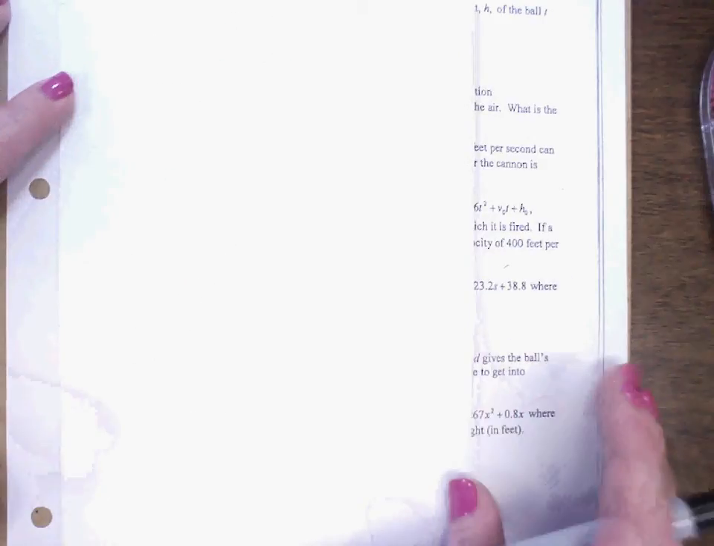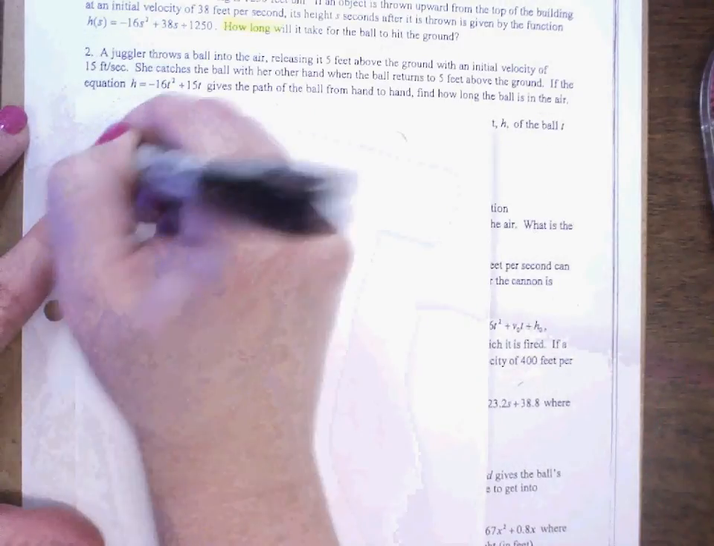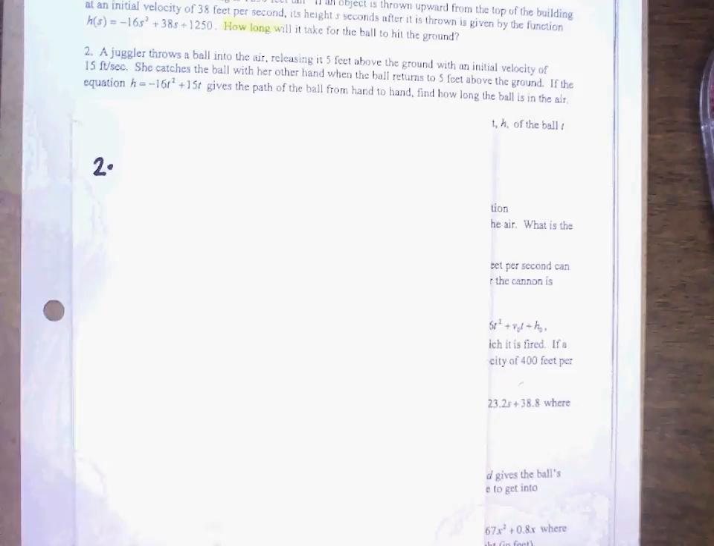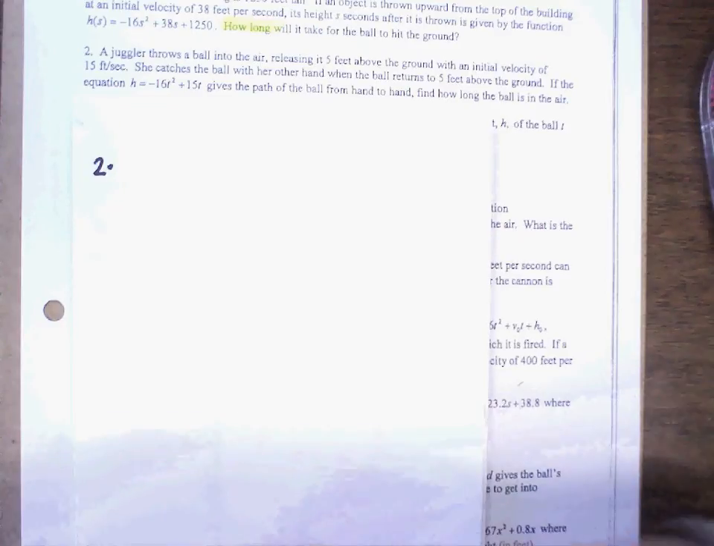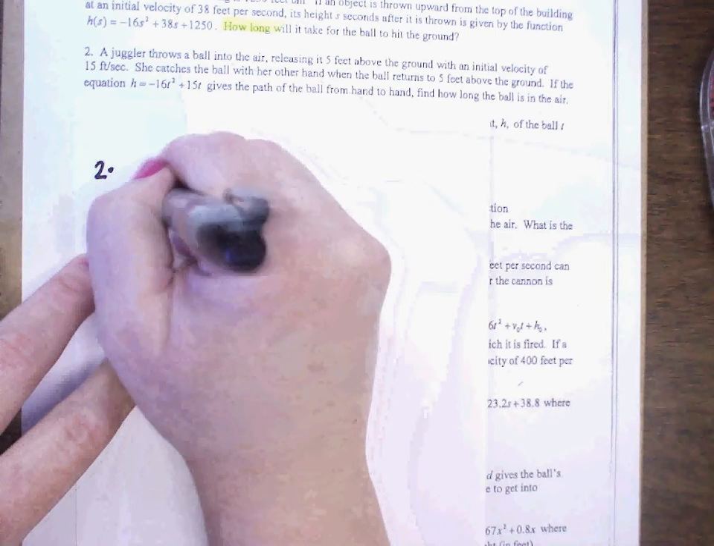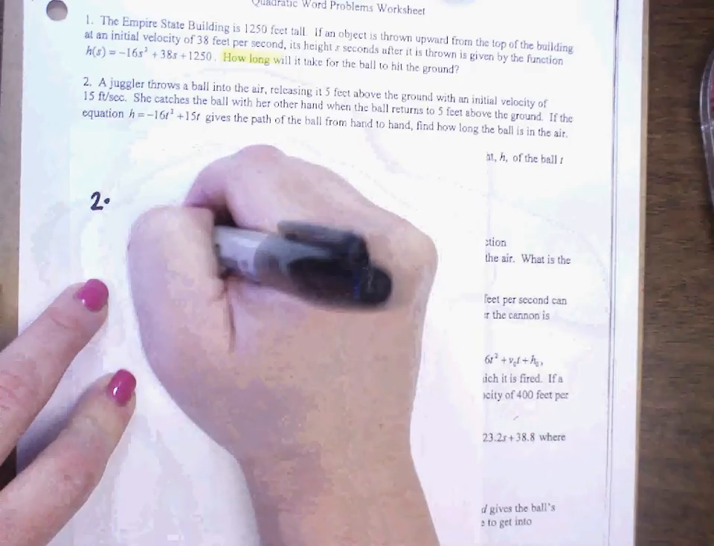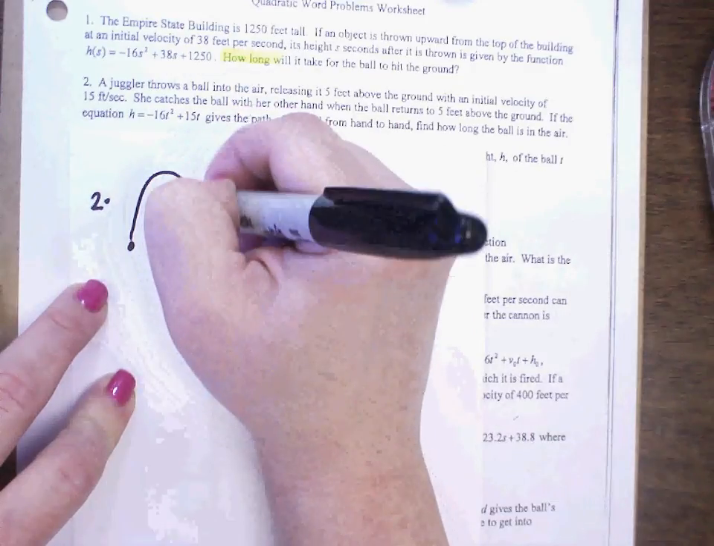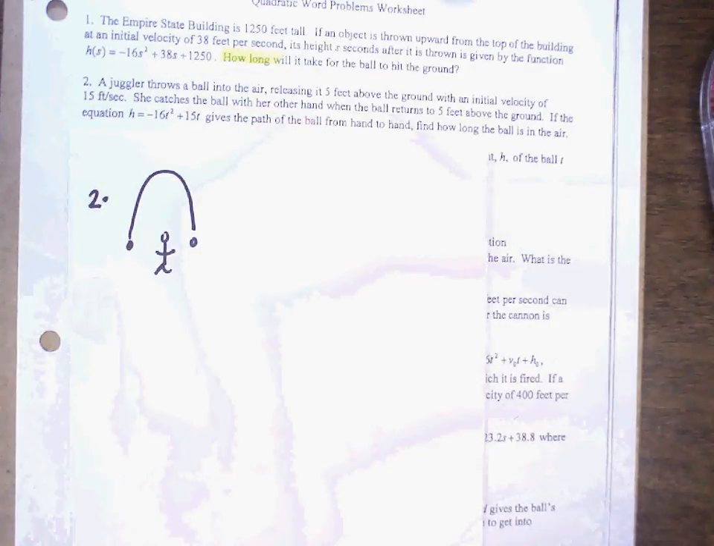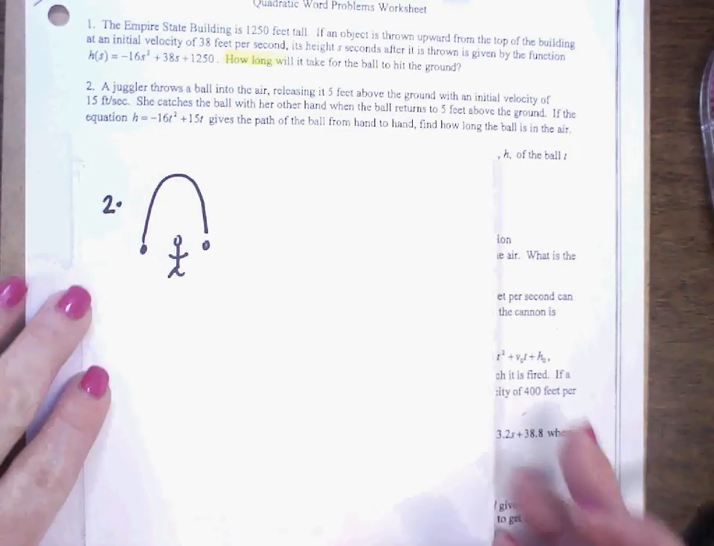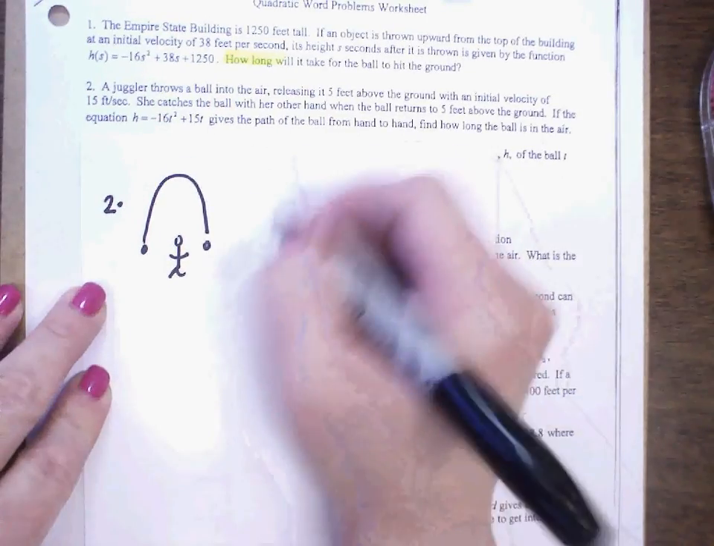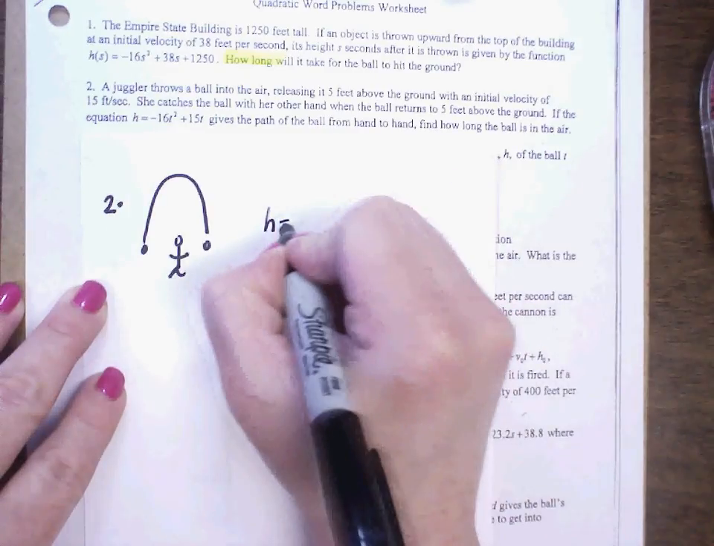A juggler throws a ball into the air, releasing it 5 feet above the ground with an initial velocity. Did we do this yesterday? No. Okay. Not somebody that's juggling balls? Okay. I got you. All right. So we got a juggler. So what they do is they have a ball, right? And they throw it up in the air, and that's exactly what the ball does, right? It goes up, then it goes down, and it's a parabola, right? It's a quadratic.